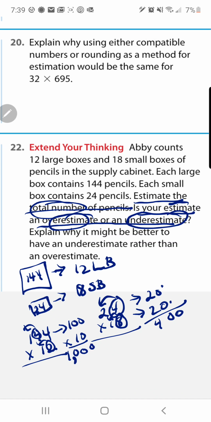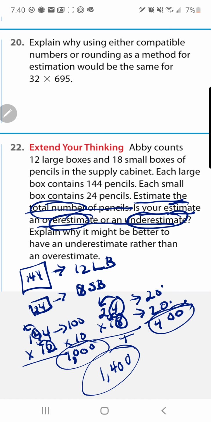And now the only thing you have left to do is to add your two products, right? In this case, let me double check my math just to be on the safe side. We got 1,000 pencils in the large boxes, so that sounds about right to me. So all you have to do between those two estimated numbers is add them, which is 1,000 plus 400, which gives you an estimated answer of about 1,400 pencils in both the large boxes and the small boxes.